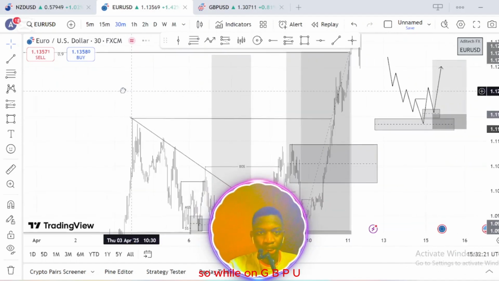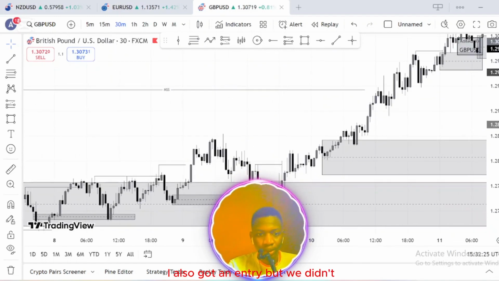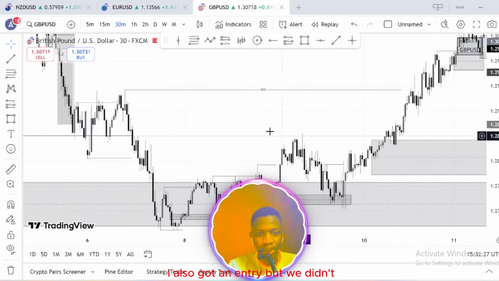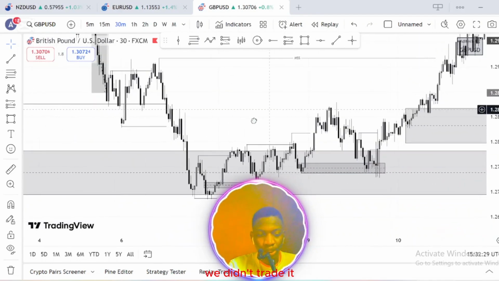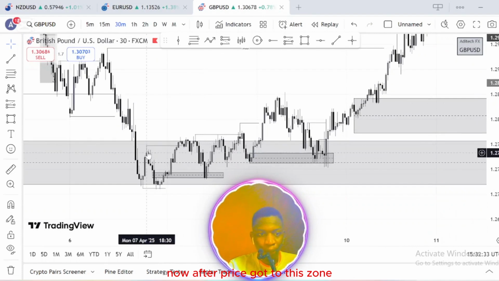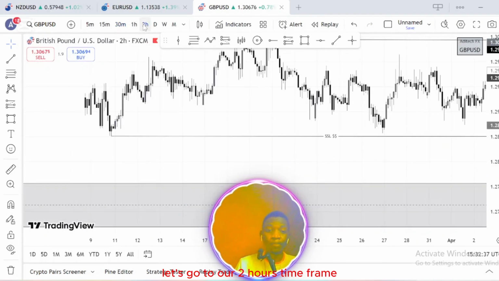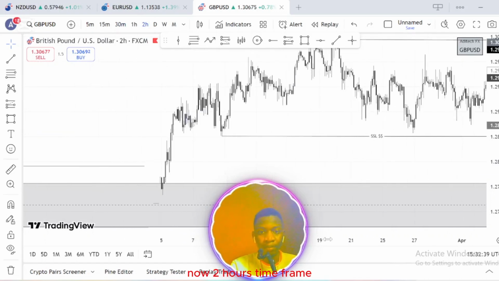So while on GBP USD, I also got an entry, but we didn't trade it, and there was a particular reason why. Now after price got to this zone, let's go to our 2 hours time frame.